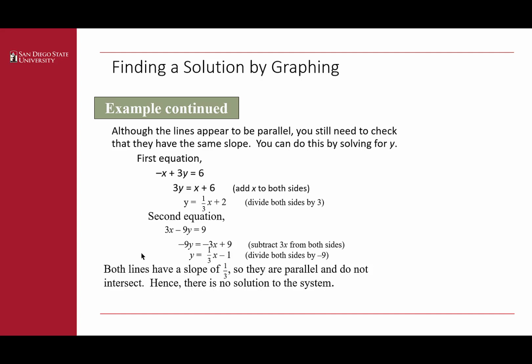So both lines have a slope of 1 over 3. So the angles between both of these lines and the x-axis are the same, and their slope is the same. So they are parallel and do not intersect. And as they do not intersect at any point, there is no solution for this particular system.